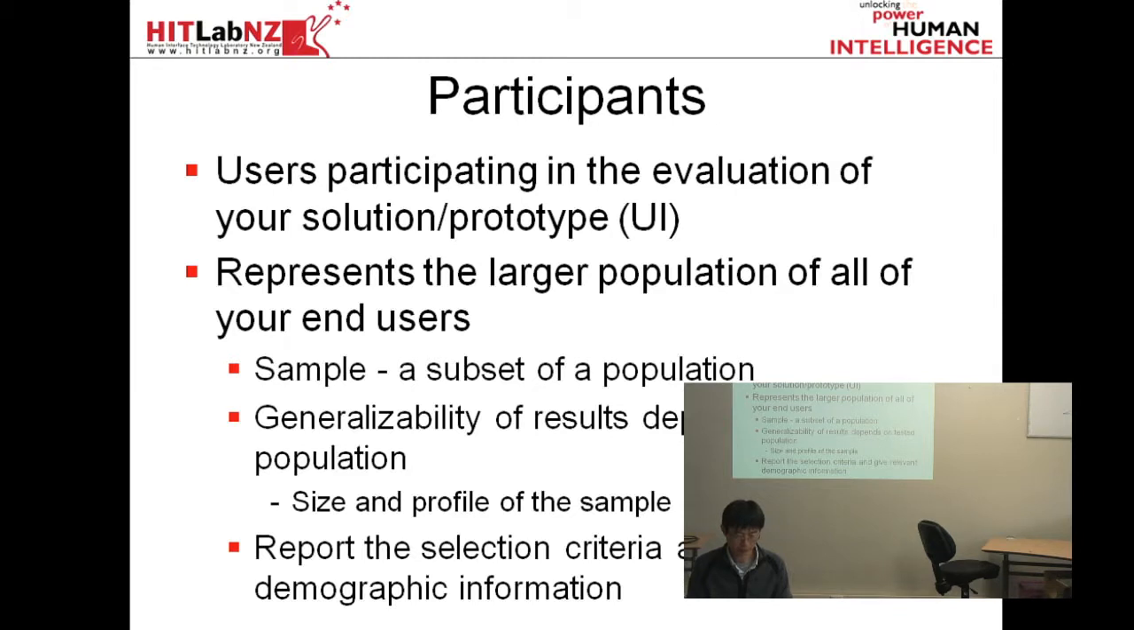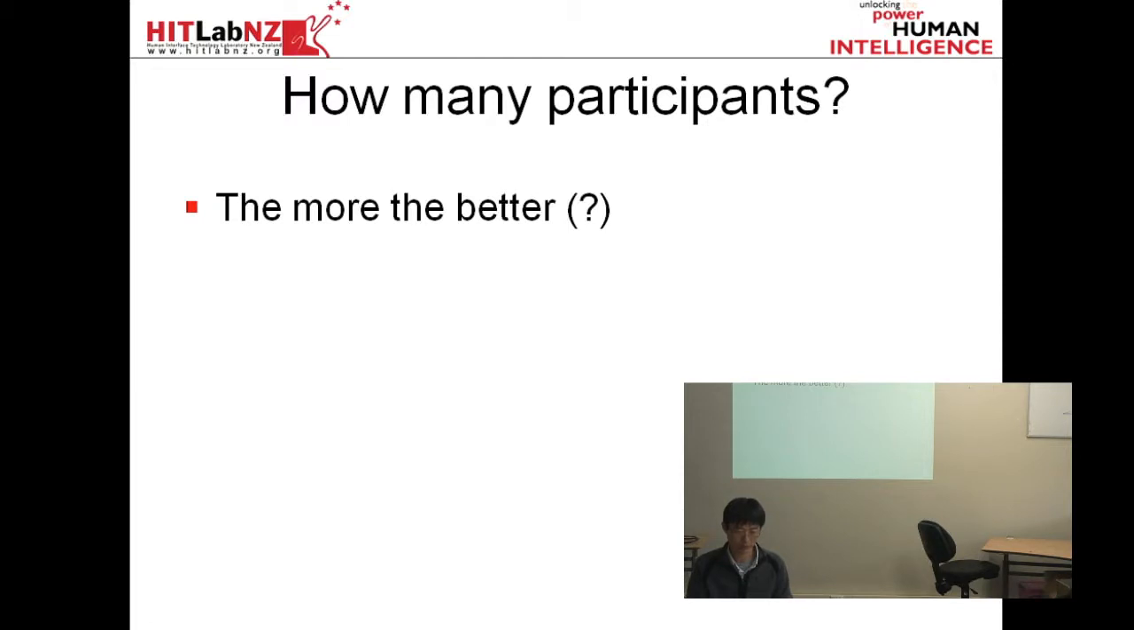So in that sense, you always have to report how many people you had in your study and what kind of background they had and what the age groups are and so forth, which is called demographic information. So you'll have to always report that in your study results. And so thinking of how to recruit and how to have participants in your study, the first question would be, how many participants do we need to have in your study?